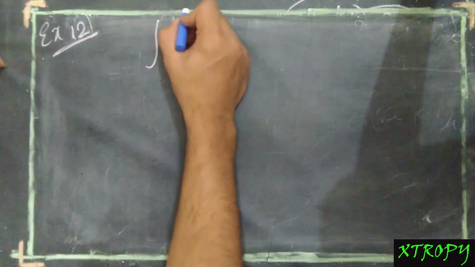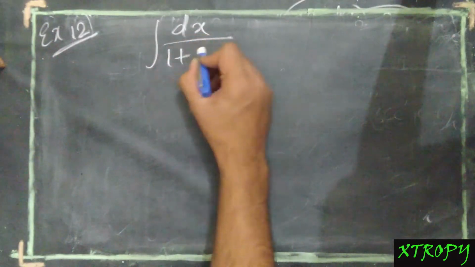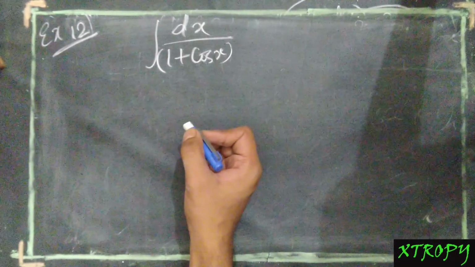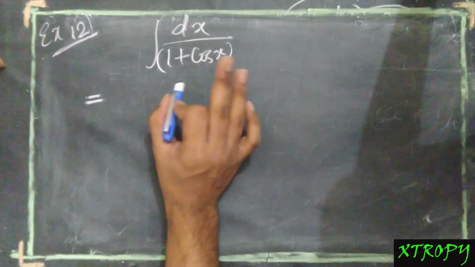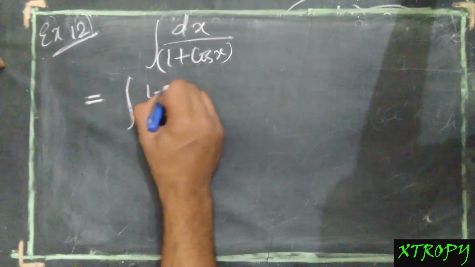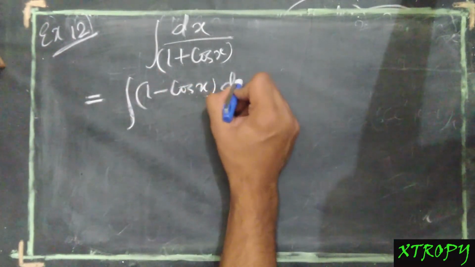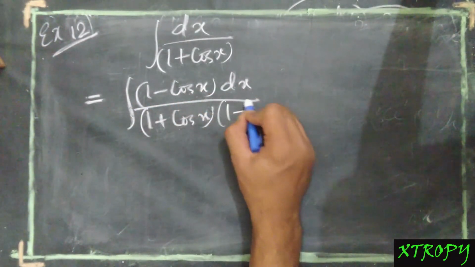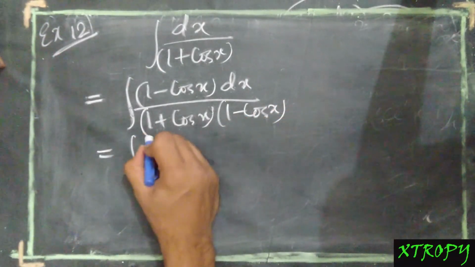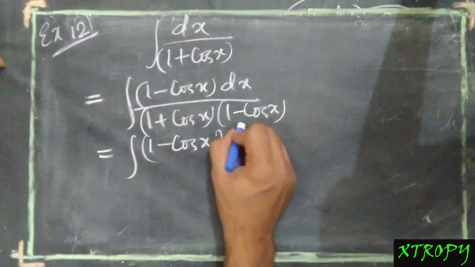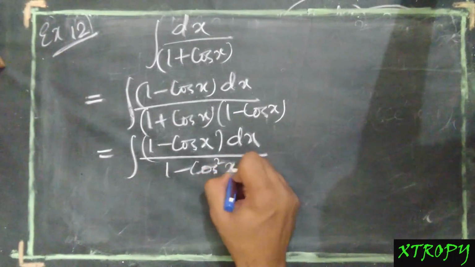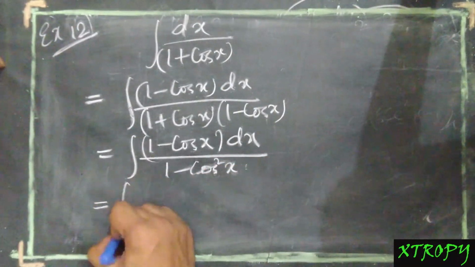Let us take example number 12. It says integrate 1 by 1 plus cos x. So how do we solve this? Well, this may have several approaches. This approach is very useful and easy: you multiply both the numerator and denominator by 1 minus cos x. So this becomes 1 minus cos x dx by 1 plus cos x into 1 minus cos x, which is 1 minus cos square x.